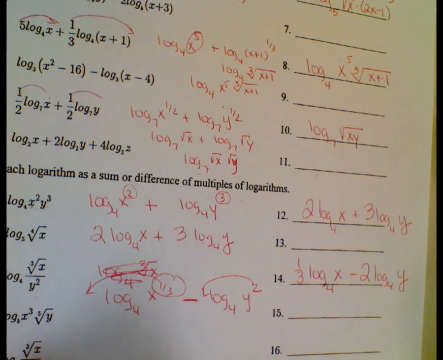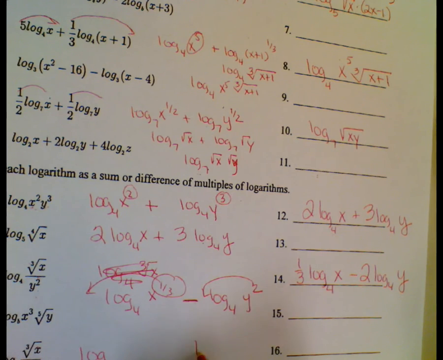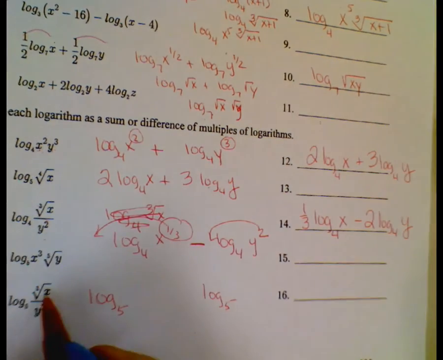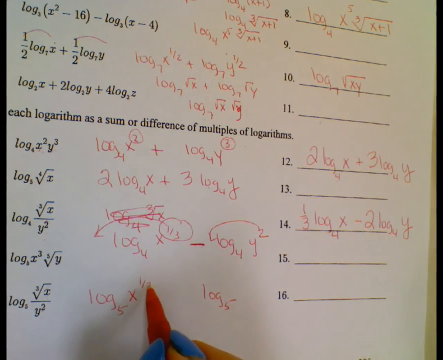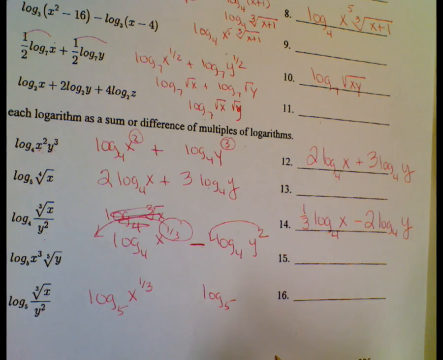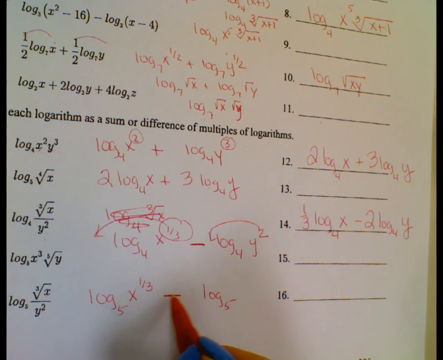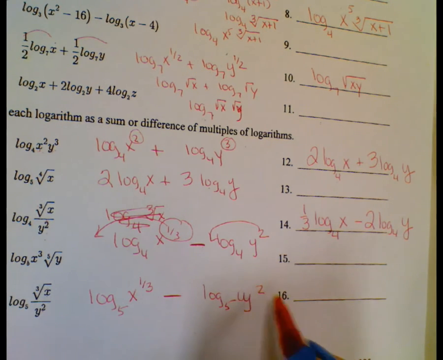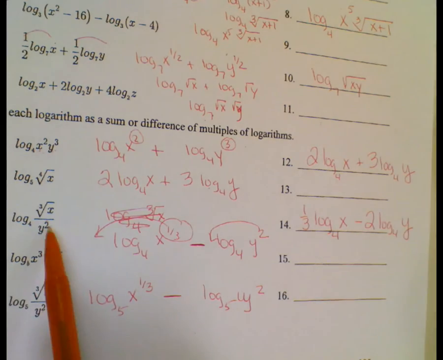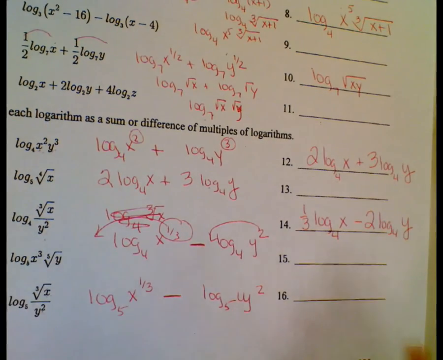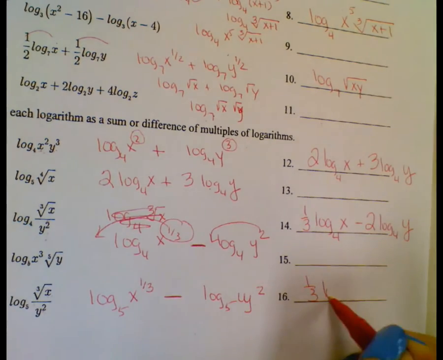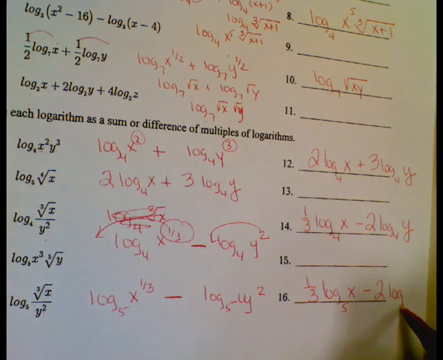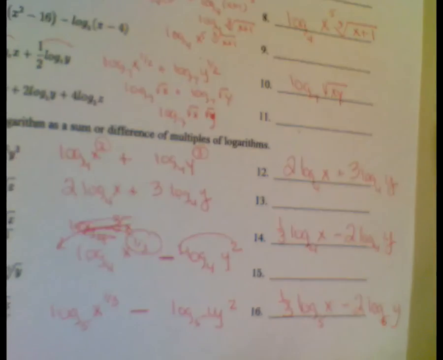Number 16. There's two factors. So let's write log base 5 twice. The first one is x cube root of x, which is really x to the 1/3. Because you're dividing, it's minus. And then this one, is this the one I just did? Okay, this is pretty much the same problem that we just did. I feel like it has a different base, but everything else is the same. So it's going to be 1/3 log base 5 x minus 2 log base 5 of y. That was weird. Same problem, pretty much.